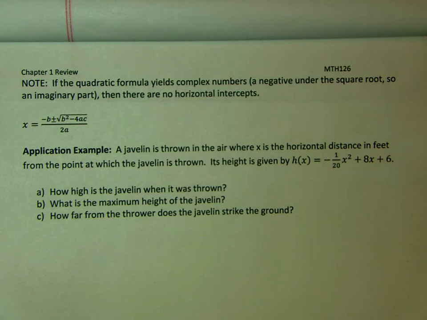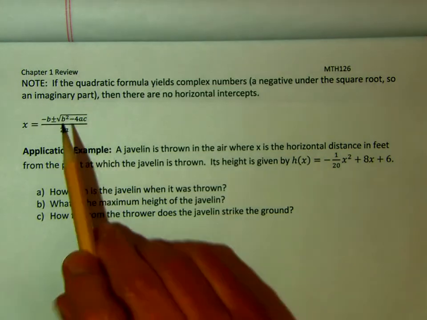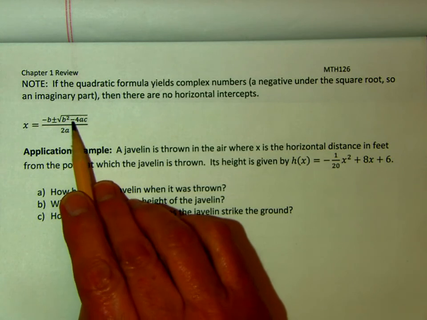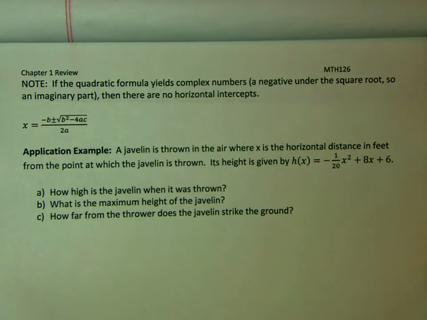Note, if the quadratic formula yields complex numbers, that is, if we end up with a negative number under the square root, so we'll have an imaginary part, then there are no horizontal intercepts. Let's look at an application example.